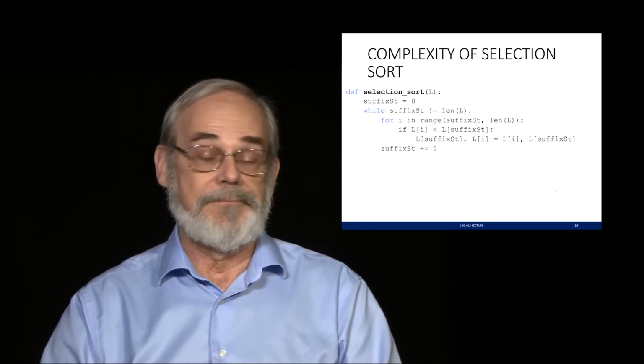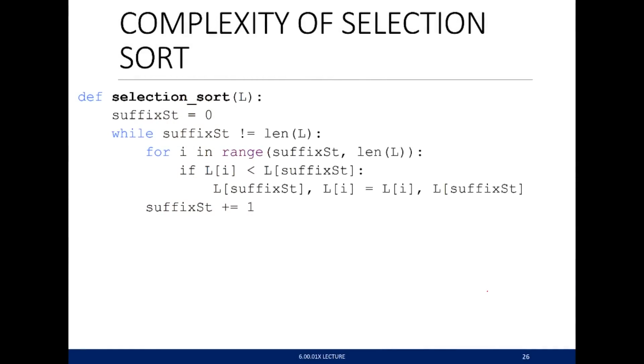So where's the algorithm? Well, it's actually a pretty crisp set of code to write. I'm going to set up something called the suffix start, if you like, to be initially 0. And as long as I don't get to the length of the list, I'm just going to run through the loop. And what does the loop do? It says ranging from that point to the end of the list. So it's from the end of the things that are already sorted to the end of the list.